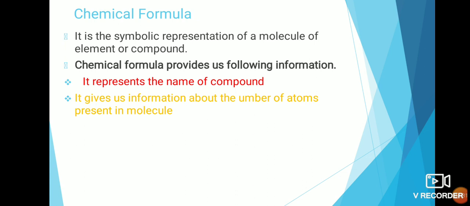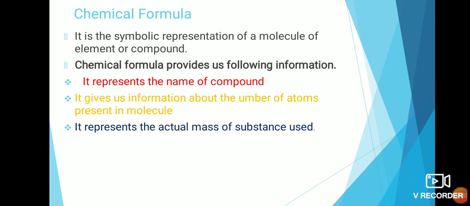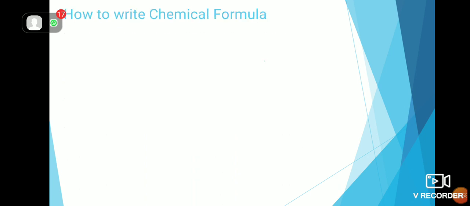So, the third thing a chemical formula conveys is it represents the actual mass of the substance used. This third part, what actual mass is, I'll be teaching you in the next lecture when I teach you molecular mass. But for now, please remember, it gives you the mass of the compound by knowing the mass of the elements.